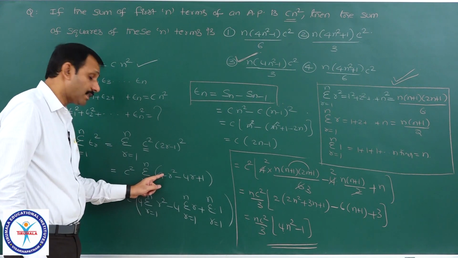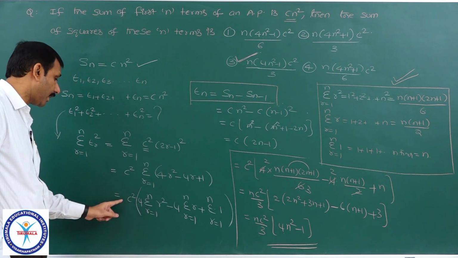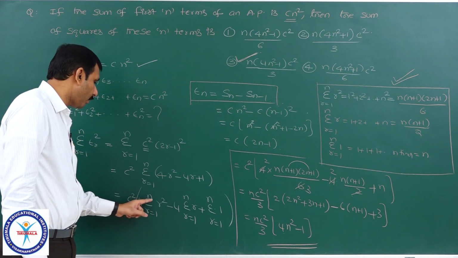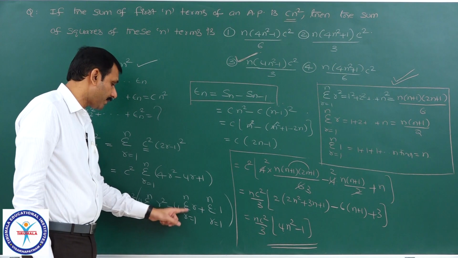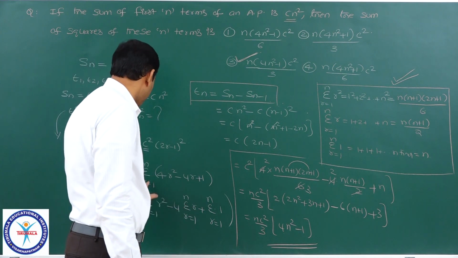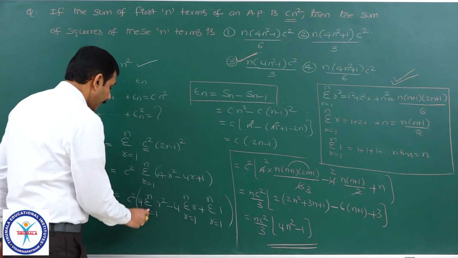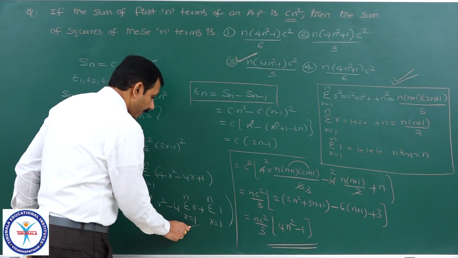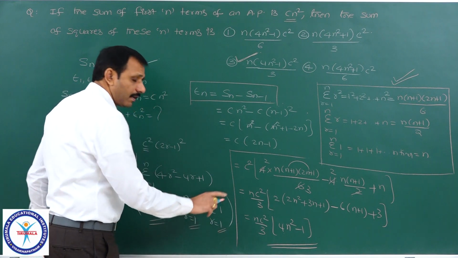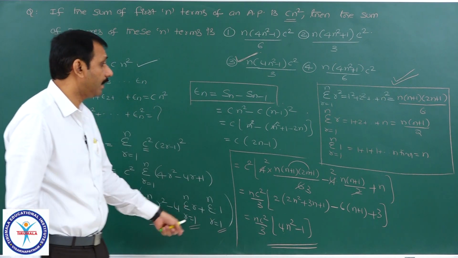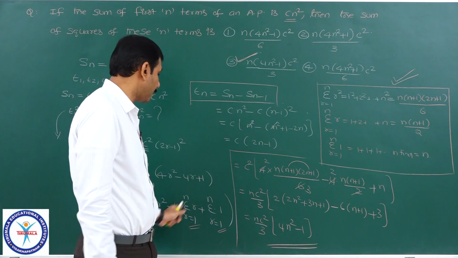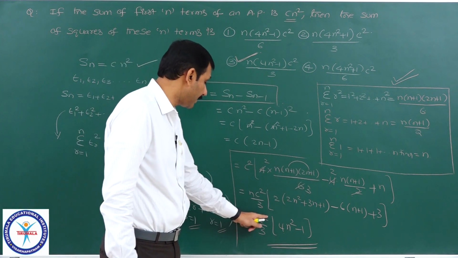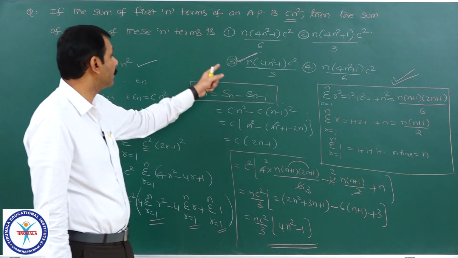Now separated, because the constant can be written outside, the C² completely outside. For this: 4 times sigma R equal to 1 to n R², minus 4 times sigma R equal to 1 to n R, plus sigma R equal to 1 to n of 1. It is the sum of squares of the first n natural numbers. It is the sum of the first n natural numbers. It is 1 repeated n times, which equals n. I have substituted and simplified carefully. It is nC² by 3 into (4n² minus 1), which is the third option.